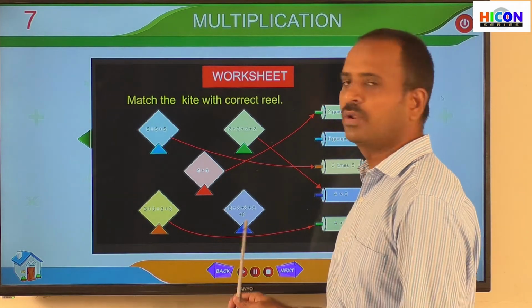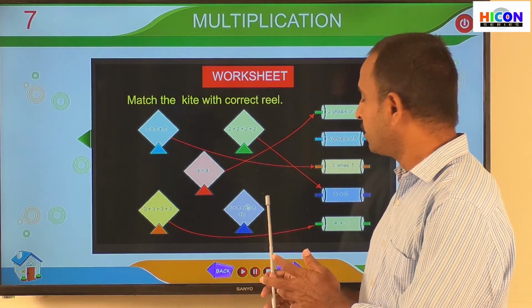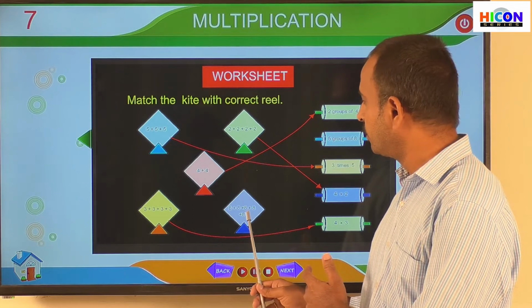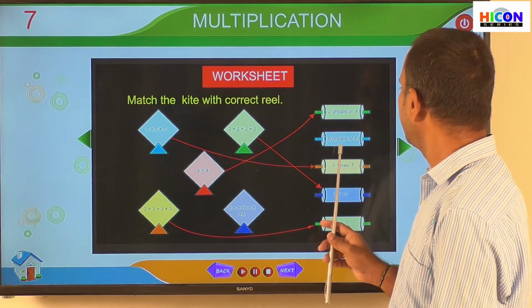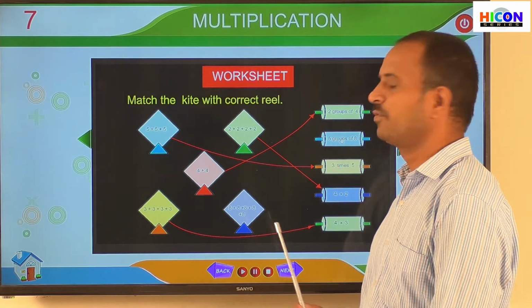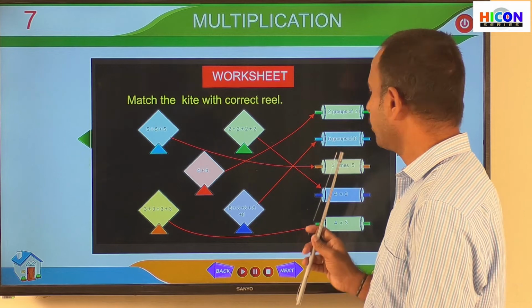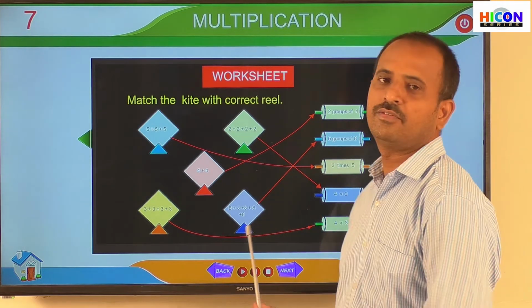And there is one more kite. Practice the one more kite at your home, or try to match the fifth kite with the correct real. And there is the remaining one, so this one. So ultimately, this will be the answer for the fifth kite. That is 5 groups of 8. So children, this is the matching in the worksheet.